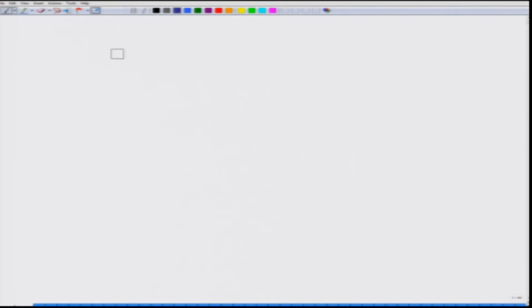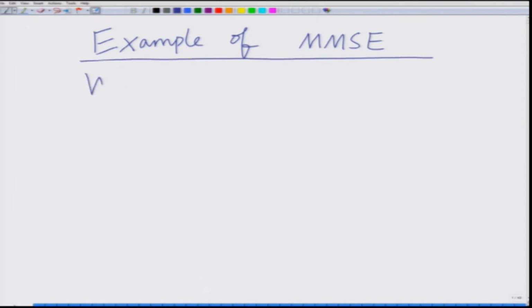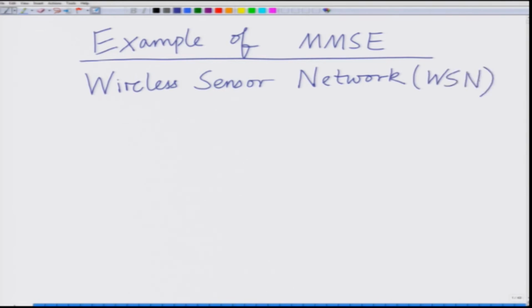network. So what we want to do today is look at an application of the MMSE estimation principle in the context of a wireless sensor network, or WSN. Now, in a wireless sensor network, we have already seen a model for this.